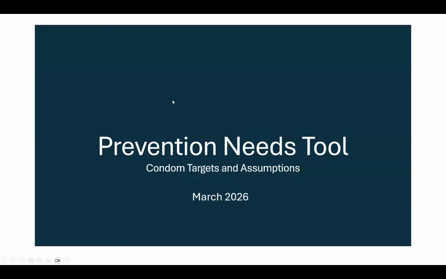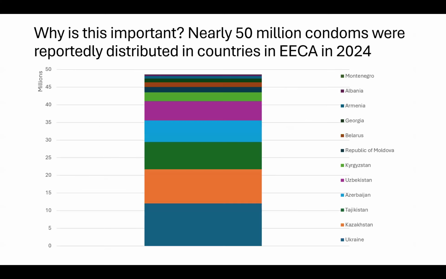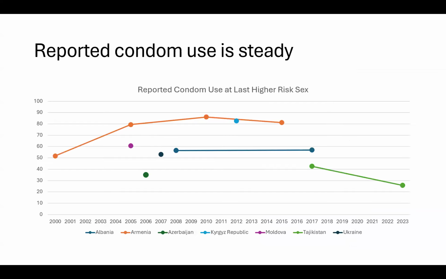Okay, so on the condom targets and assumptions, again, like the other components, the purpose here is to estimate, in this case, the numbers of condoms needed to achieve targets for condom programming. So this is important because nearly 50 million condoms were reportedly distributed in countries in the region in 2024. And that's a good number to have in mind as we talk about what the target at the regional level is.